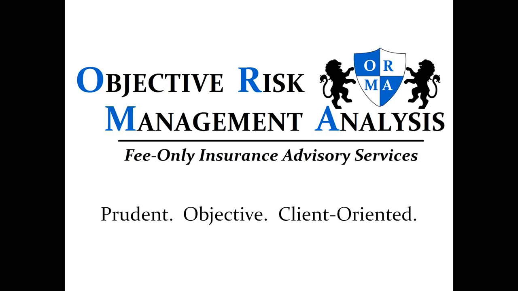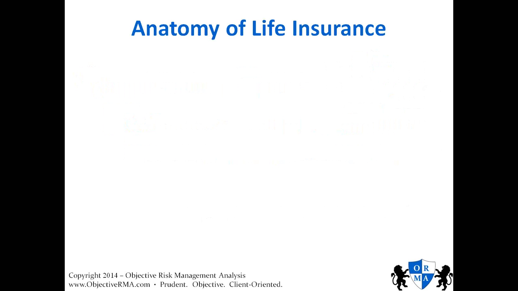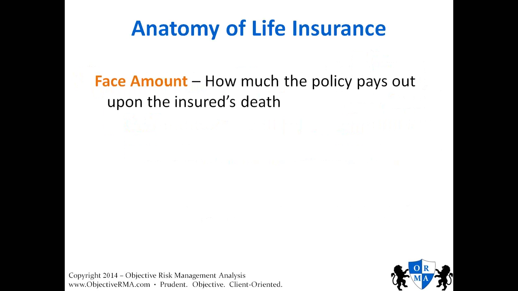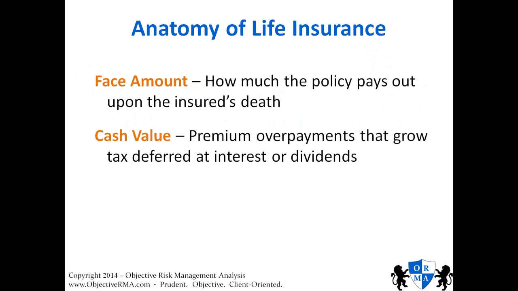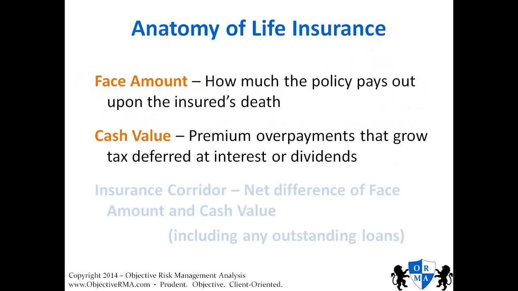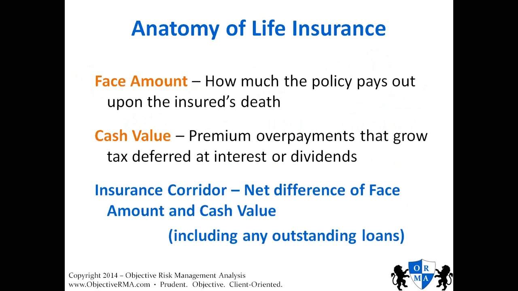All right. So the topic today is life insurance as a capital asset or as an asset class. And I like to start off with just the anatomy of a life insurance contract. And it begins with the face amount, obviously. We're all familiar with that. And in some policies, there's a cash value, which are essentially premium overpayments, and they grow tax-deferred at interest or dividends. And what I like to talk about in these types of presentations is the insurance corridor, and that's the net difference of the face amount and the cash value.